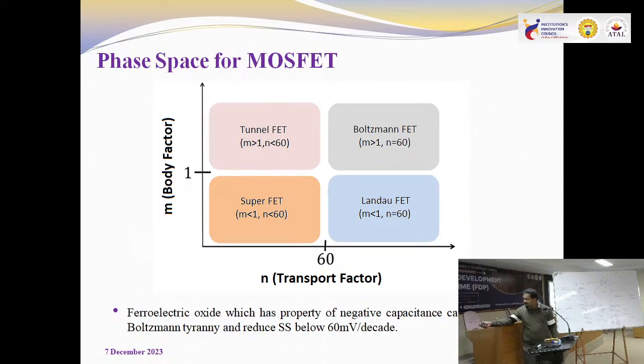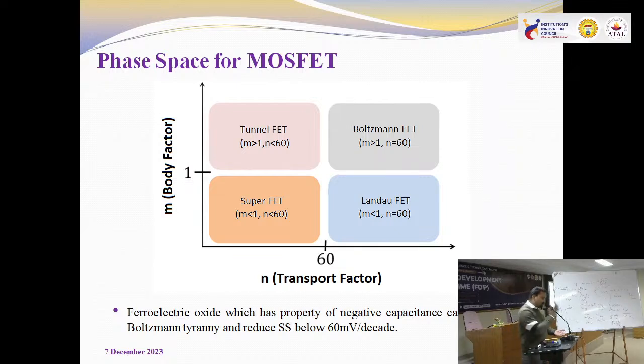Now these are Landau FETs, in which I am working. My transport is the same. I haven't changed the MOSFET. Transport is still drift diffusion. The carriers are moving from source to drain and the current is flowing. What I have done is altered the body factor, so m I have altered. I have made m less than 1. Transport remains the same. So this is the Landau FET. Under this, 3-4 things come. One is NC FET, one is suspended gate FET, one is negative capacitance phase transition FET, hyper FET, and there is super FET.